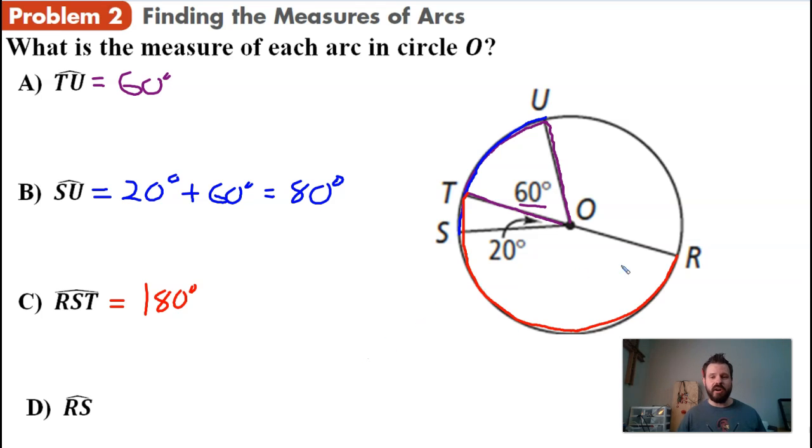Okay, last thing, arc RS. So from R to S. Now I don't know this measure here, but just like we've been doing all year long finding angles, I can do some subtraction. I'm going to say RS is the semicircle measure, 180, minus the 20, which will give us 160 degrees. We have a linear pair here, supplementary angles, whatever you want to call it. But to make the 180, we need 160. That's why it's 160 for that one.